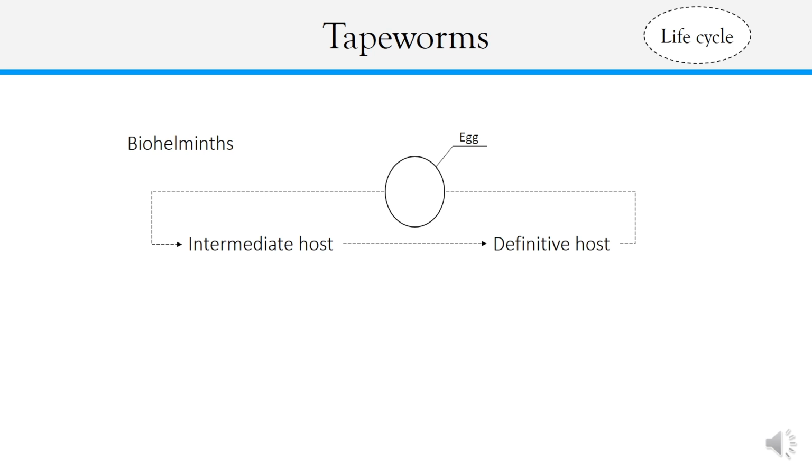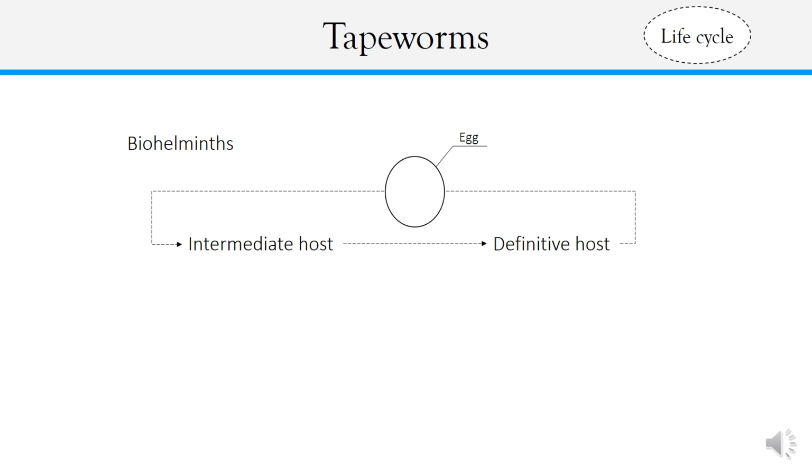Life cycle. When we speak about the life cycle of the tapeworms, we should keep in mind that these are biohelminths, and they have intermediate hosts and a definitive host. And how are they, let's say, transferred from one host to another? The definitive host will produce an egg, and through this egg infection of the intermediate host will occur.